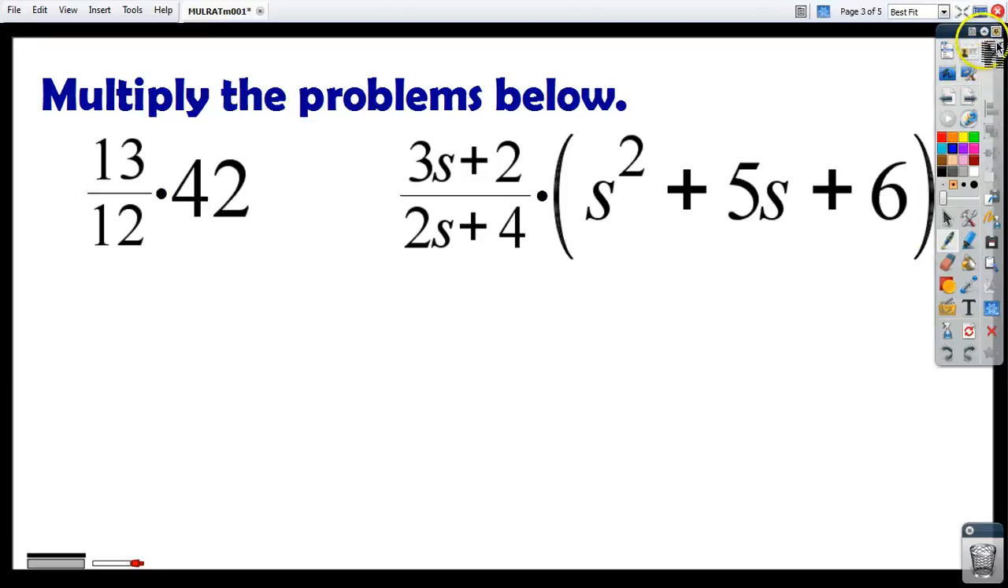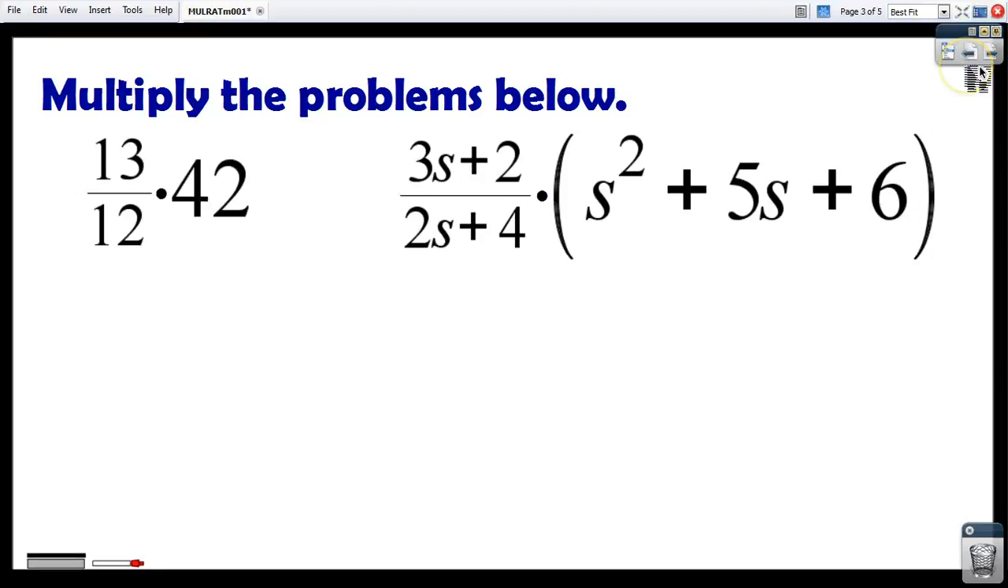Alright, let's take a look at these two problems here. We've got another set of problems where we're just multiplying, but in this case it's a fraction times a whole number, and sort of the same thing here. And again, we're doing this because I want you to see this side by side.